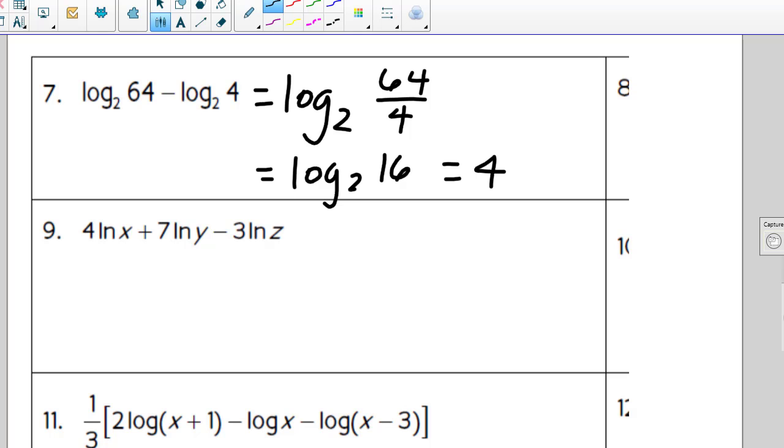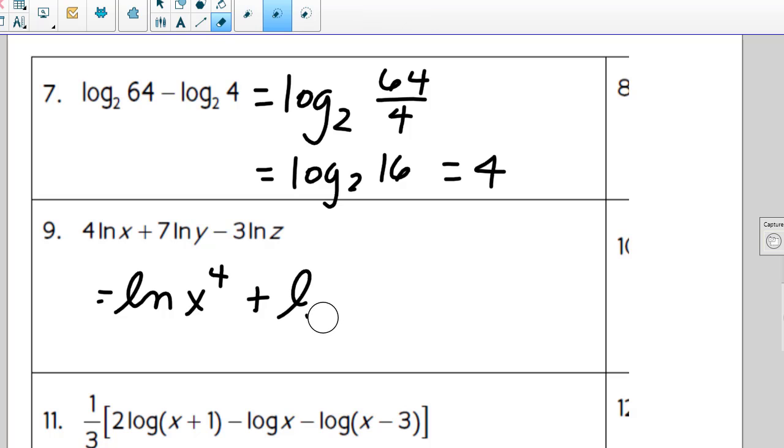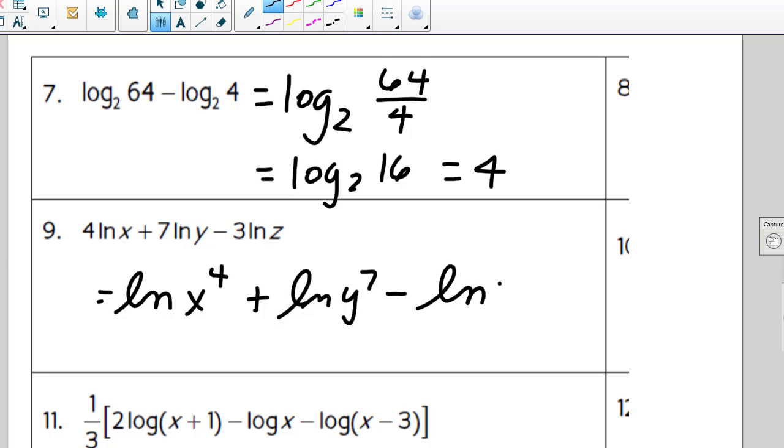4 natural log of x plus 7 natural log of y minus 3 natural log of z. Okay. You put a lot of steps together. I'm going to write it out in a few more steps just so that we are clear. So we got natural log of y to the 7th, minus natural log of z cubed.